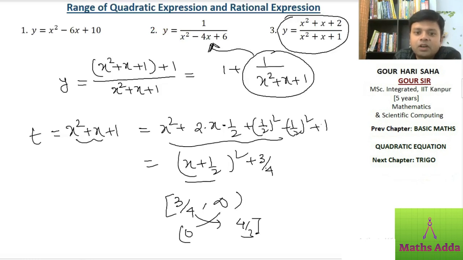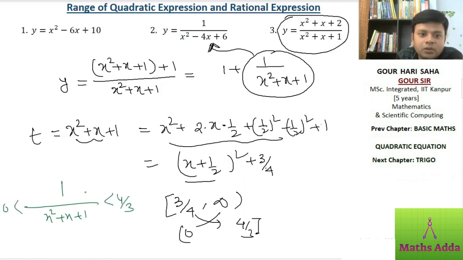What is that? 1 by x square plus x plus 1. So let me write that. 1 by x square plus x plus 1 is between 0 to 4 by 3. Now I see plus 1, so add 1 here, 1 here, 1 here. So it is from 1 to 7 by 3. It is equal to sign here. So 1 to 7 by 3. 1 open, 7 by 3 close. This is your answer.